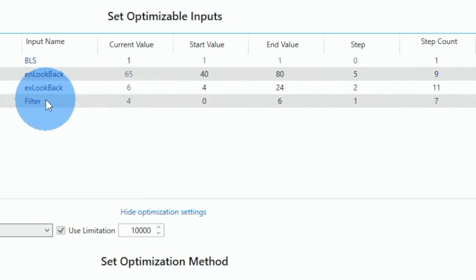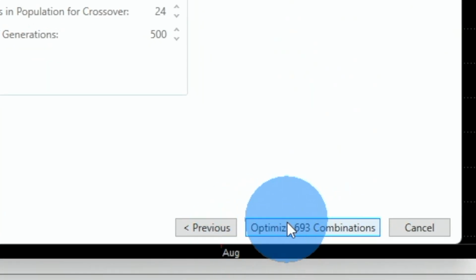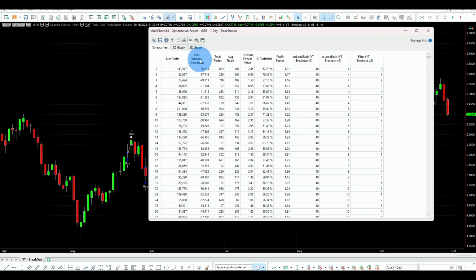And then we have 6 filters. So 0, there is no filter, and then 1 through 6. So all in all, we have about 700 combinations. So this is long only. This is the result of the optimization.